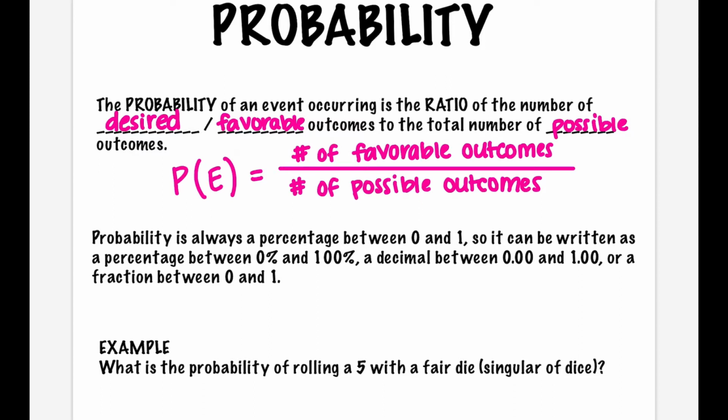All right, a few important things to note is that probability is always between 0 and 1. So it can be written as a percentage between 0% and 100%. It can be a decimal between 0.00 and 1.00, or it can be a fraction between 0 and 1.